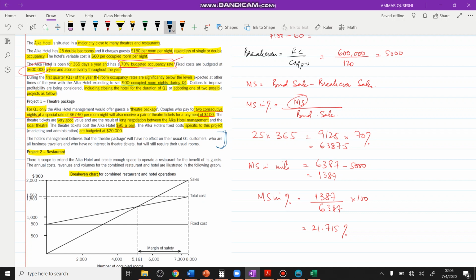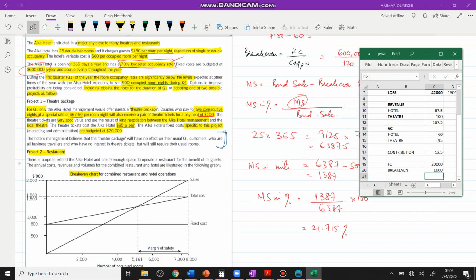So that means this theater package is not applicable to them. If you start the theater project, then what will happen? You have to incur a fixed cost of 20,000, right? And if you want to recover that 20,000 fixed cost, then you have to sell additional tickets, because these 900 people who are coming into the hotel are not going to be affected by it, because they are business travelers. They are not interested in theater, right? So that means, let me try to show this.